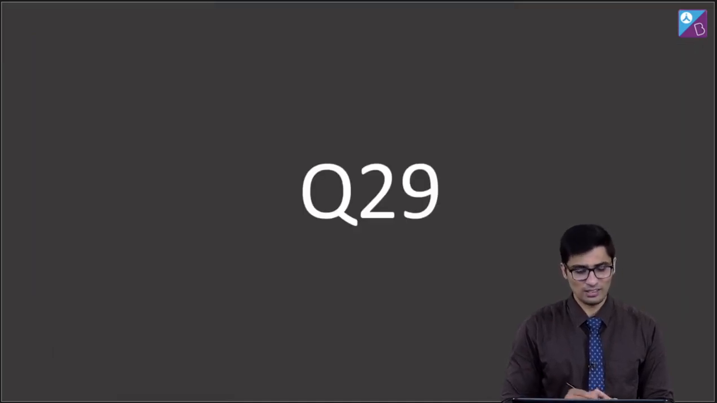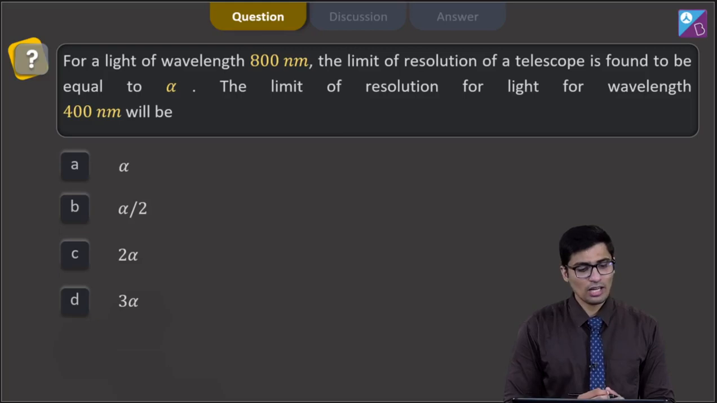This is question 29. In this question, for a light of wavelength 800 nanometers, the limit of resolution of a telescope is found to be equal to alpha. The limit of resolution for light of wavelength 400 nanometer will be, and there are 4 options: alpha, alpha by 2, 2 alpha and 3 alpha.